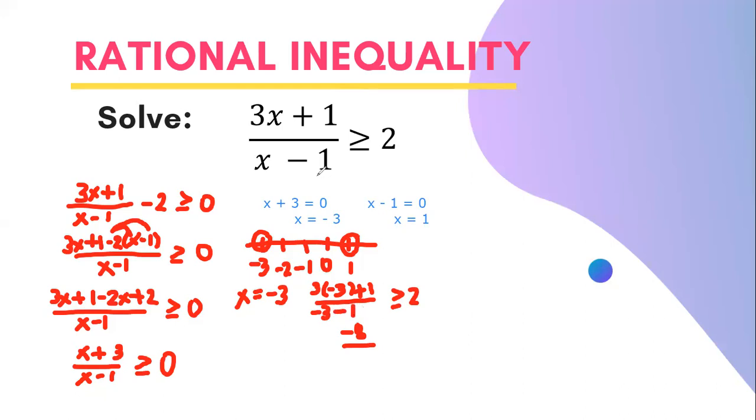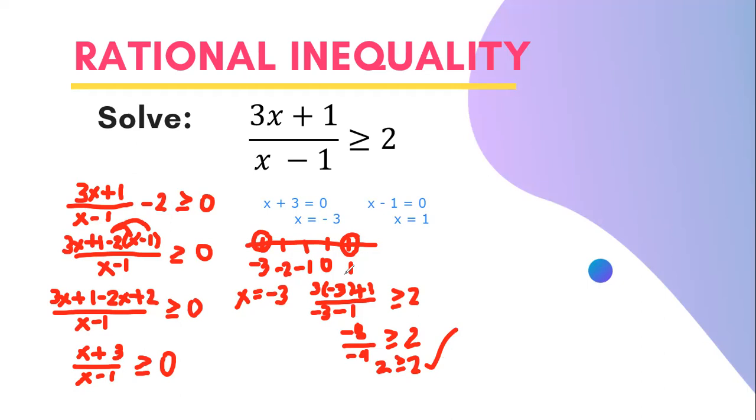Negative 3 minus 1, because of this. Okay, negative 3 minus 1 is negative 4. And what is negative 8 over negative 4? That is equal to 2, right? Is 2 greater than or equal to 2? Yes, that's correct. So meaning negative 3 is a possible solution.